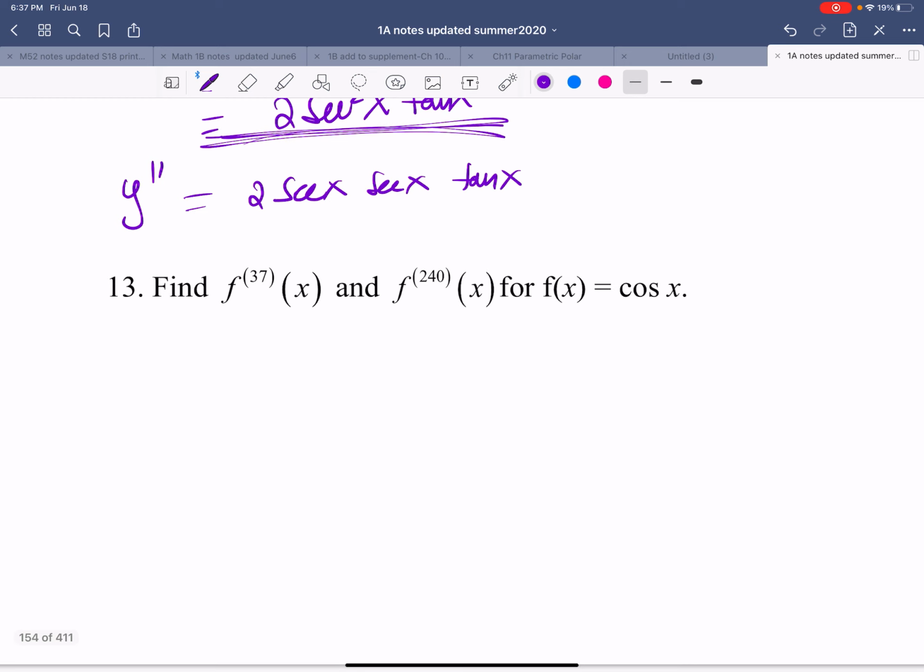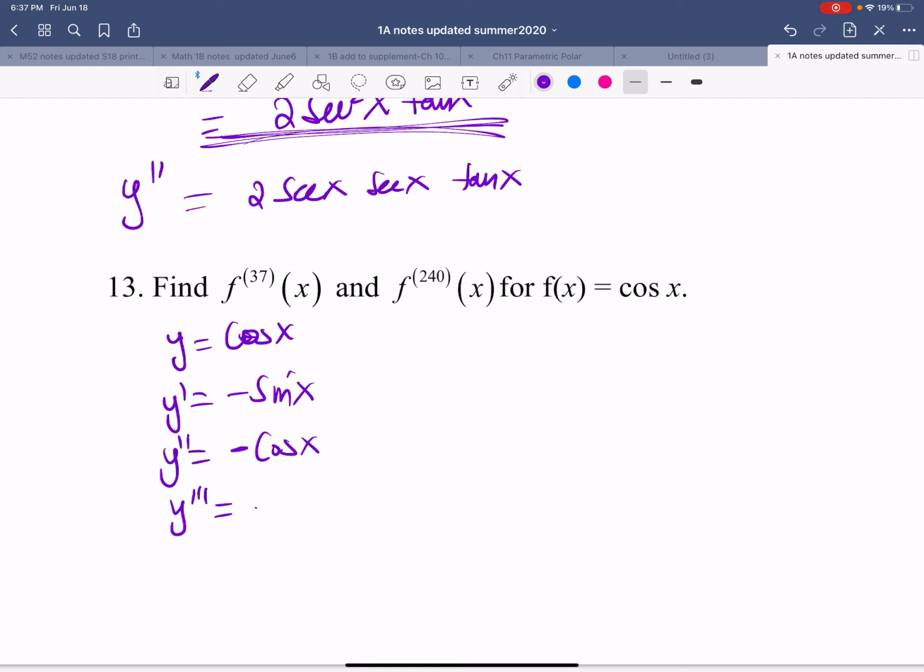Find the 37th derivative and 240th derivative for cosine of x. Okay, so let's first start thinking about y is cosine of x. The first derivative is negative sine x. Second derivative is going to be negative cosine x. Third derivative is positive sine x, and the fourth derivative is cosine x. So fourth derivative, it repeats itself.